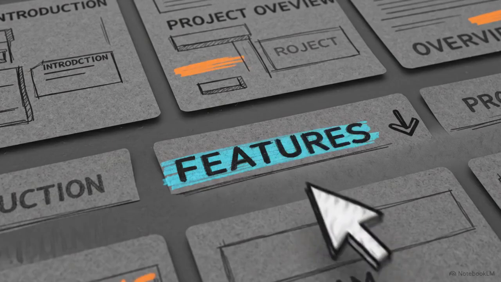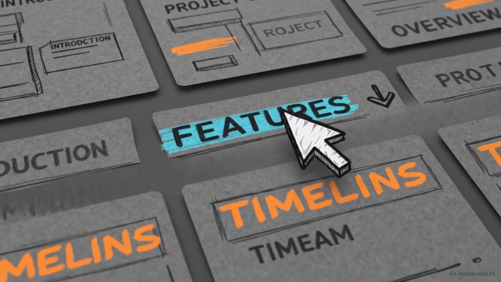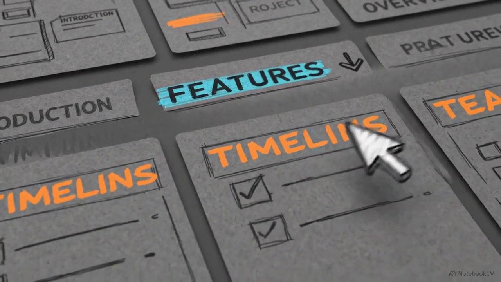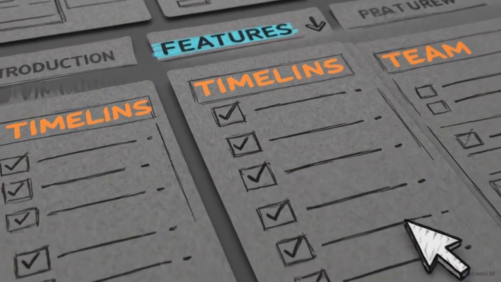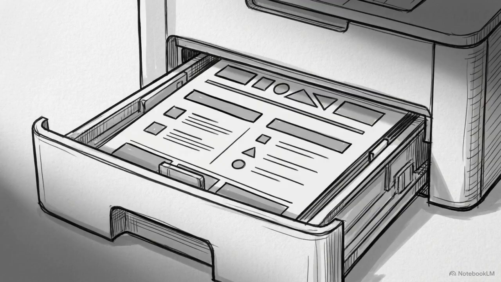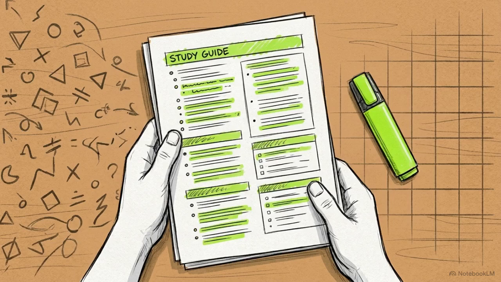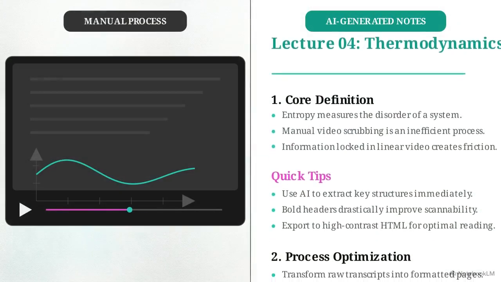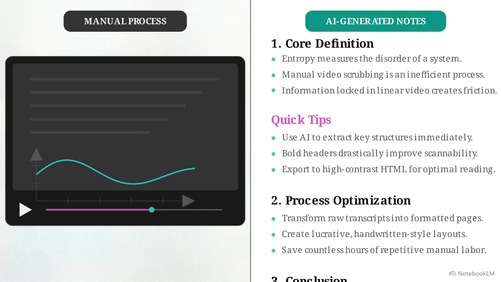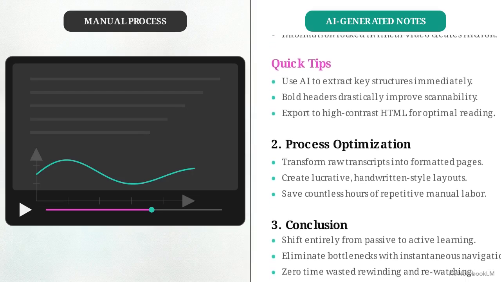The final HTML file is fully interactive. It breaks the lecture down by topic and includes a quick tips section for fast review. These notes are also formatted for printing. You can take the digital output and turn it into a physical handout in seconds. The manual process of rewinding a video dozens of times just to catch a single definition is now unnecessary.